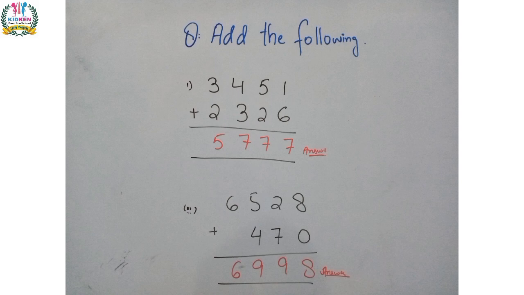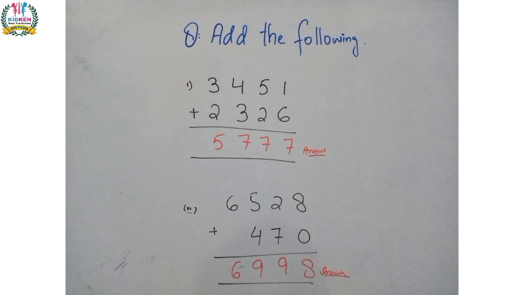So let's start our question and the question is add the following. So simply you can add these numbers. So 6 and 1 is 7, 5 and 2 is 7, 3 and 4 is 7 and 3 and 2 is 5. So simply you can put the value one by one above the questions.